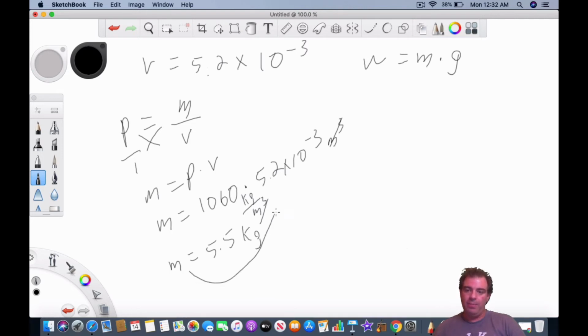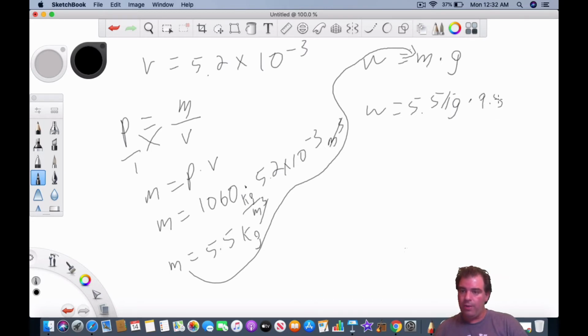Now that we have the mass, we can simply go into our weight formula and plug it in. So weight is going to be the mass, which is 5.5 kilograms, times the acceleration due to gravity, which is 9.8 meters per second squared. So that is 5.5 times 9.8. It's going to be around 54 newtons.